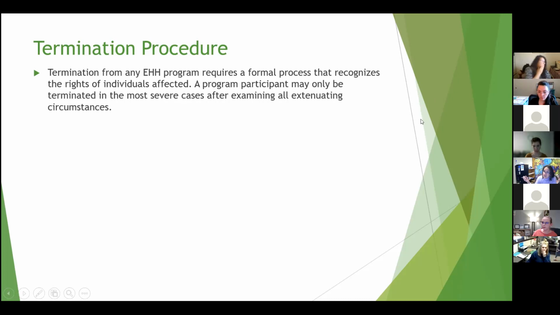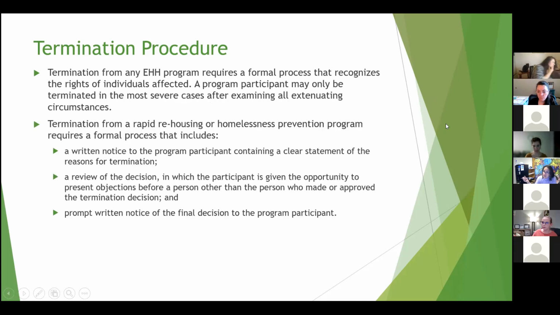Only in the most severe cases should termination occur. For an emergency shelter or street outreach program, this top bullet is the only thing that the statute says. Basically you need a process, not just a list of reasons that they could be asked to leave. Maybe you have something that says if you do X, Y, or Z, you'll be asked to leave the program. But there also needs to be a process involved, like, how will the person be notified? How much time will they have to leave?